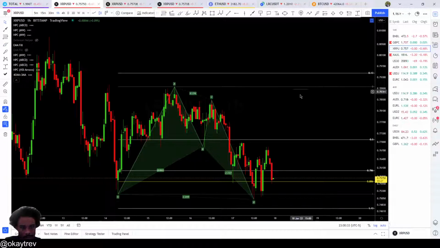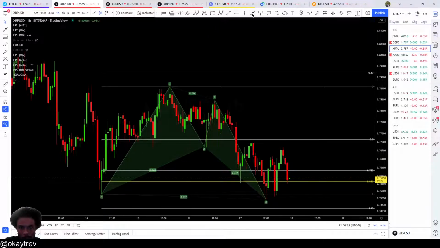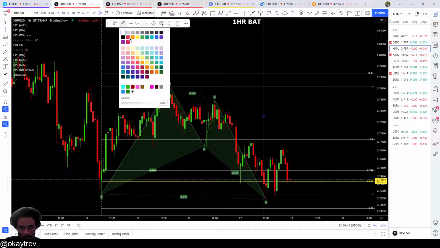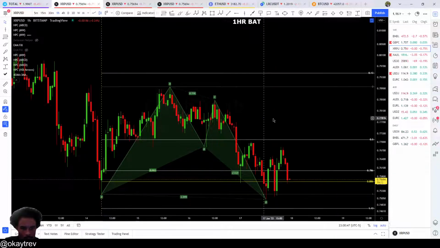XRP. Okay. XRP completing here. And this is a bat pattern. I remember talking about this being one of the tighter plays, a smaller window for you to get in, especially if this is going to be one of our main target levels.